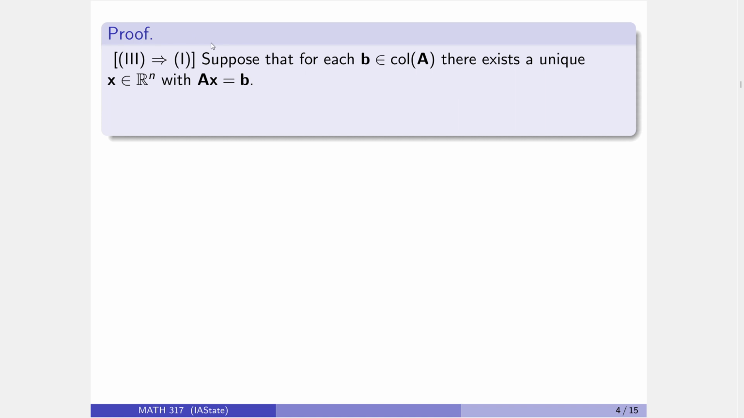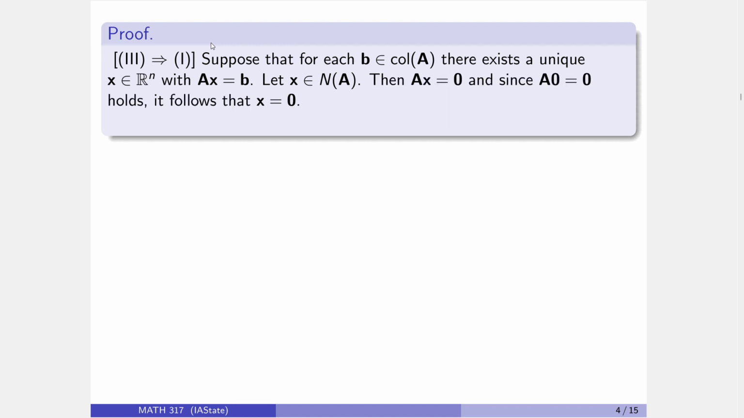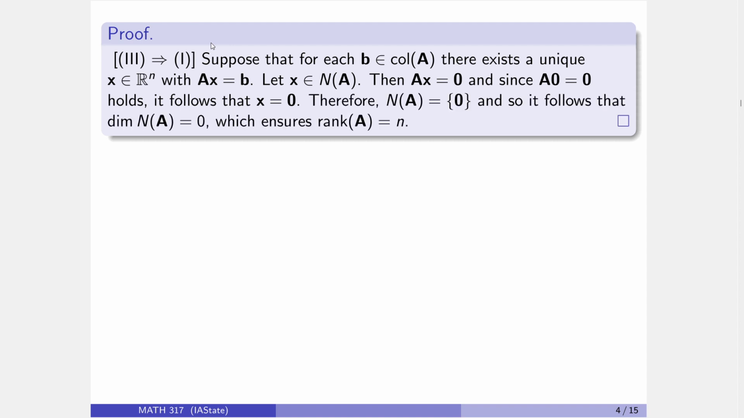The following are equivalent. So we're proving now that 0.3 implies 0.1 and closing the loop. So suppose that we know that AX equals B has a unique solution for anything coming out of the column space. Take something out of the null space. Well, that means AX is equal to 0, and we already know that A times 0 is 0. So by our hypothesis here, it's got to be that X is 0. Thus, the null space is trivial, so its dimension is 0, and thus the rank is full.